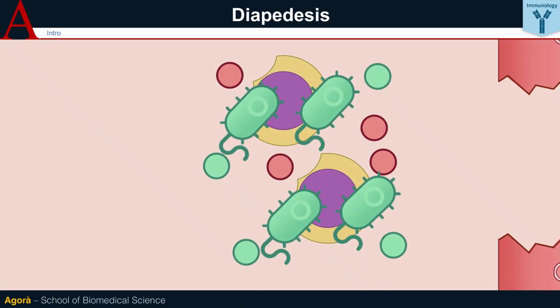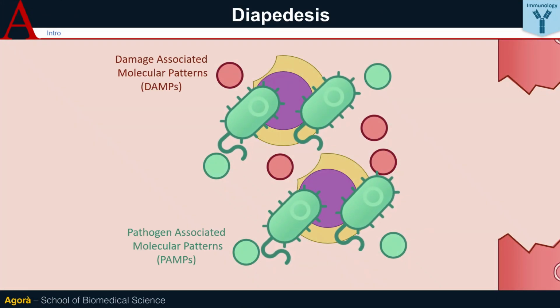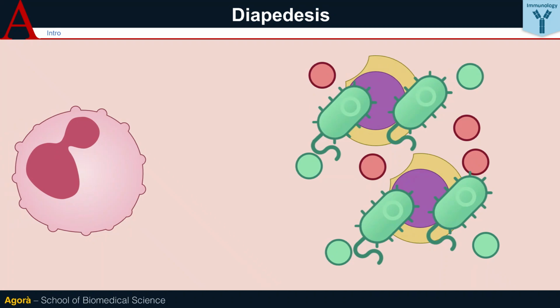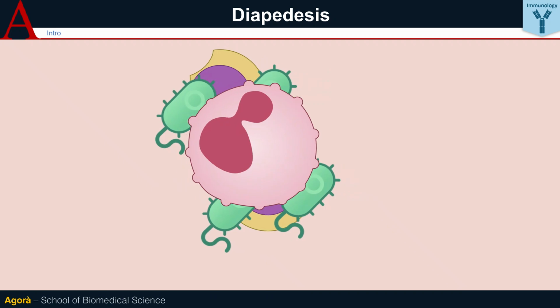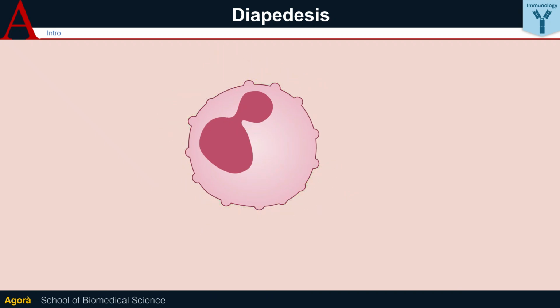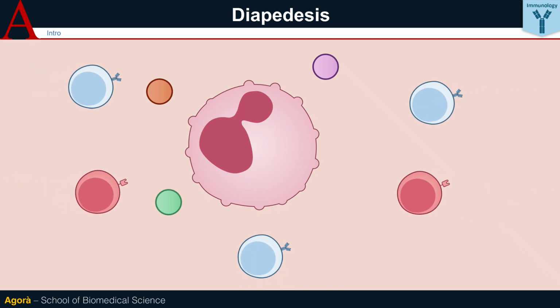The recognition of pathogen-associated molecular patterns, PAMPs, or damage-associated molecular patterns, DAMPs, triggers a broad range of responses in innate immune cells. These responses not only facilitate the elimination of pathogens or damaged cells, but also help establish the conditions necessary for an adaptive immune response if needed.